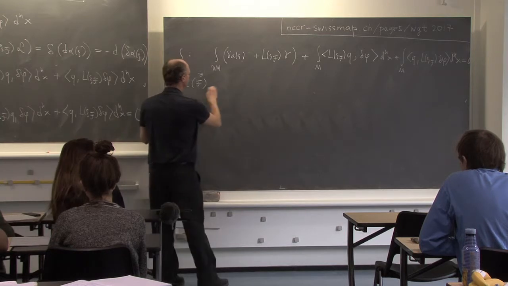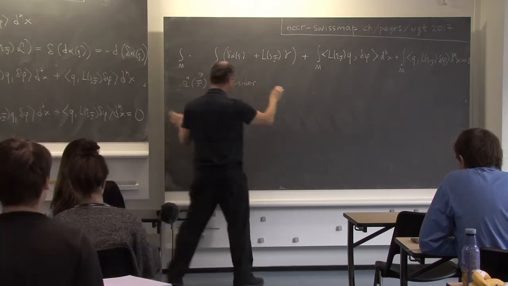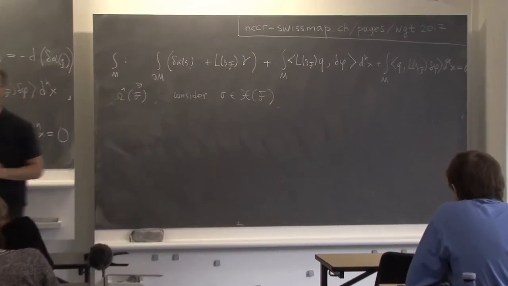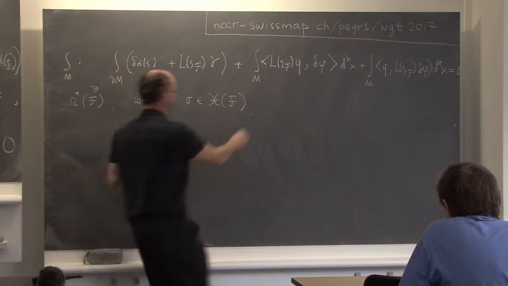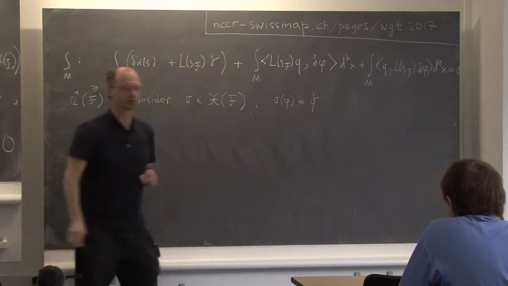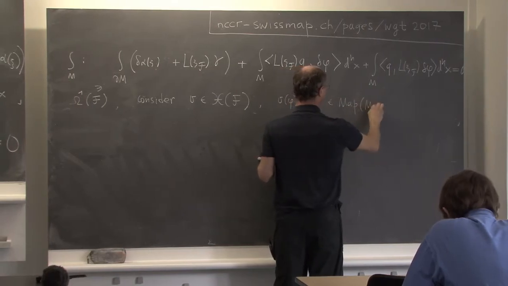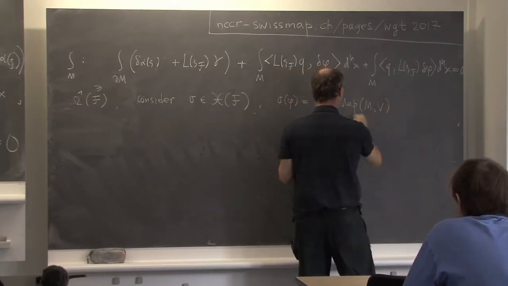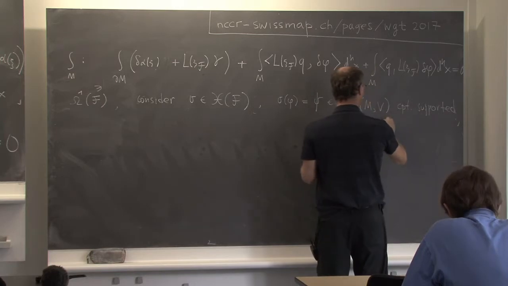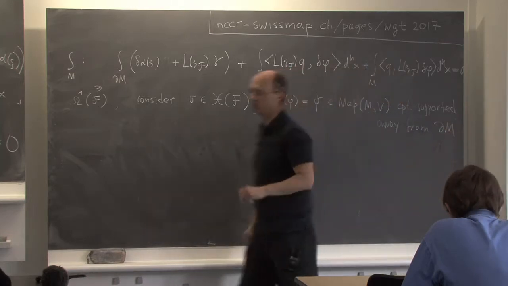Okay, so now let's consider a vector field on the space of maps such that v of phi is equal to psi. Psi is a function from M to V, and let's assume that it's compactly supported away from the boundary.